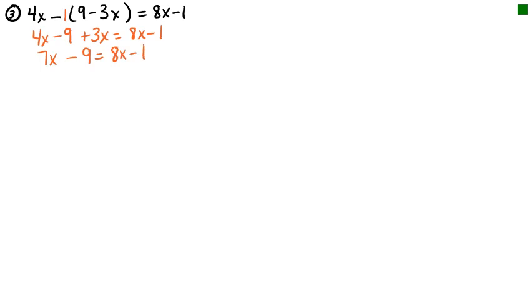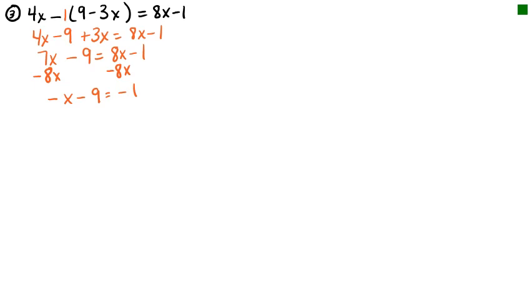So there's no like terms on the left. 7x and 9 aren't like terms. 8x and minus 1 aren't like terms. So now I'm ready to move the 8x to the left-hand side. So I'm going to take away 8x. All right? Notice because I'm moving to the other side, I am doing an opposite sign. Opposite sides, opposite signs. So now I get negative 1x, or you could just write negative x, minus 9 equals a negative 1. That minus 1 becomes a negative 1.